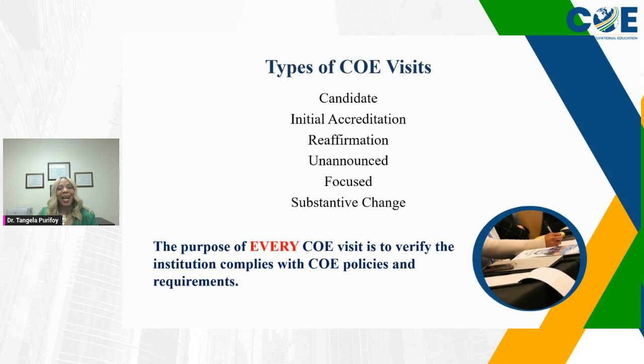Now let's discuss the types of COE visits. There are six. Candidate visits for accreditation is a pre-accreditation status for institutions actively seeking accreditation. During this period, the institution engages in a self-study and prepares for an accreditation visit. Candidate status does not imply accreditation of an institution. Institutions in candidate status cannot implement substantive changes.